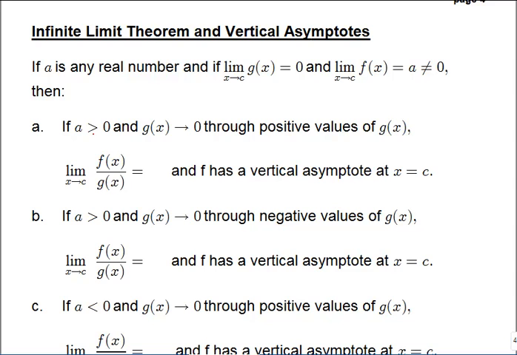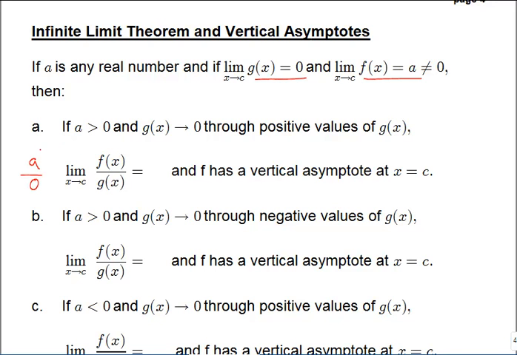So if a is positive, greater than 0, and g of x is going to 0 through positive values, then the limit of f of x over g of x will be what? Let's figure that out. According to our limit laws, we should be able to take the limit of this quotient and turn it into the quotient of the limits. So the limit of the numerator, the limit of f, we said was going to a, and the limit of g, we said, was going to 0.